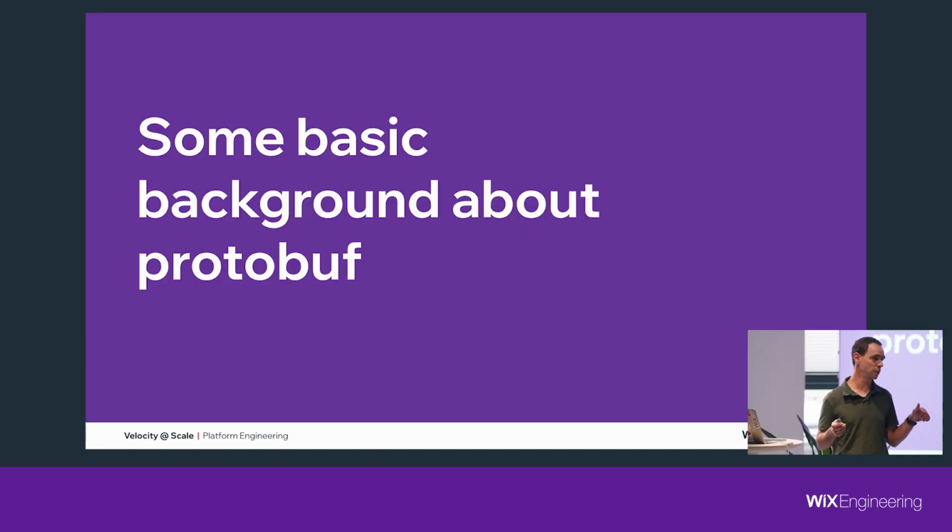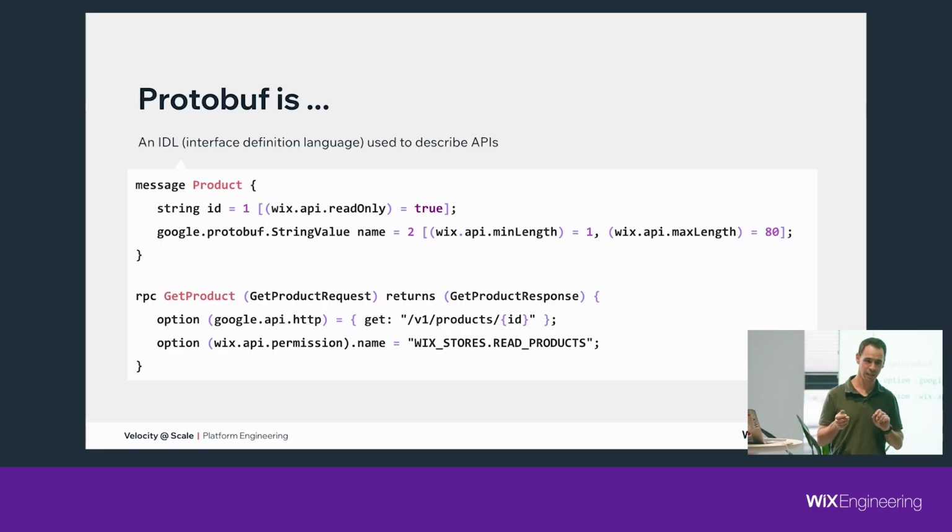Before we dive into the actual framework we built, some basic background about protobuf, in case you've never seen it, just because it's needed later on to understand some of the details. Protobuf is an IDL, basically a language which I use to describe an API. In this case, even without really understanding everything, it's pretty obvious that this API is about a product. The product has an ID and a name. These are its properties. There's an endpoint to get the product. So this is all the proto you need to understand for now.